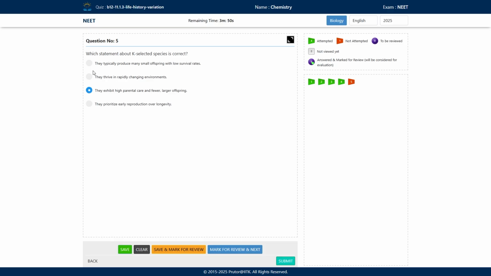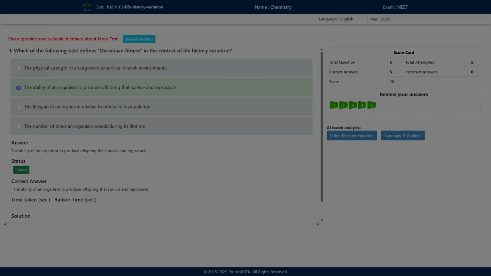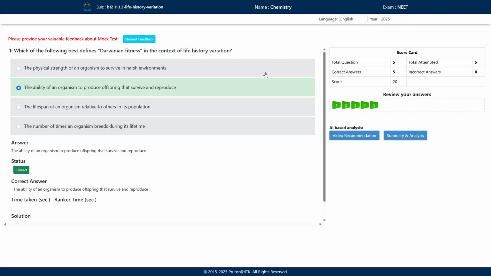Okay, option number C is the correct answer here. So K selection, okay, means the organism is producing fewer but larger offspring, and they exhibit high parental care, okay, which ensures survival of the offspring. Option number C is the correct answer here. Okay, so with this, we have discussed the DPP as well. Clear?